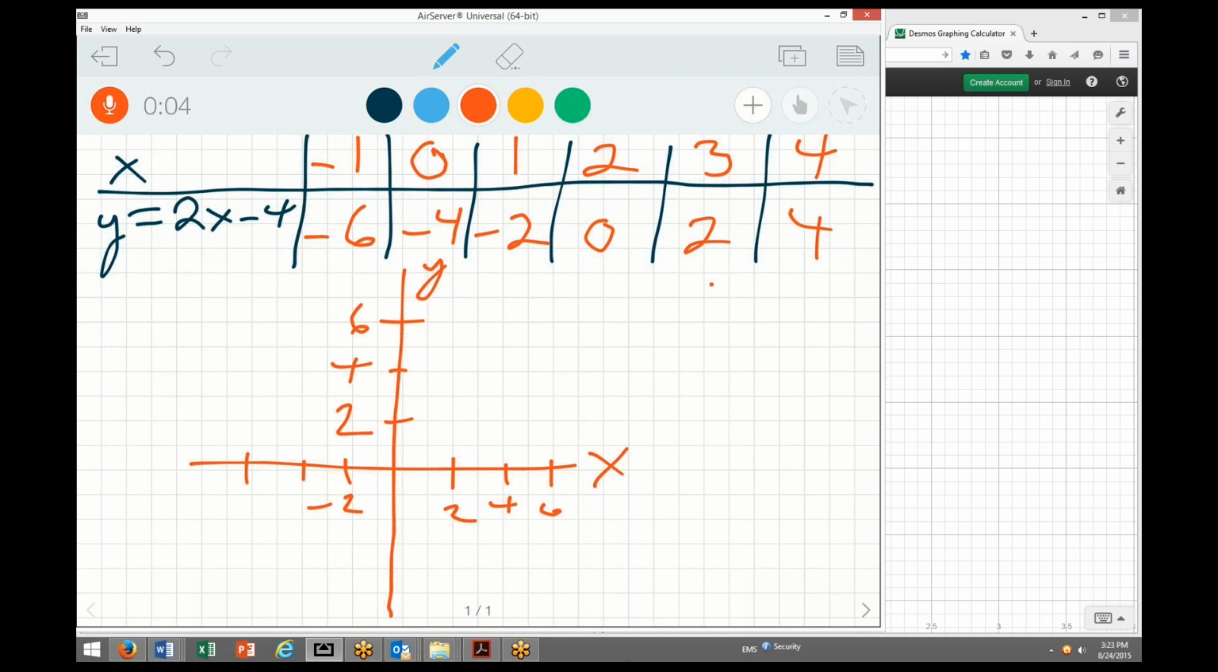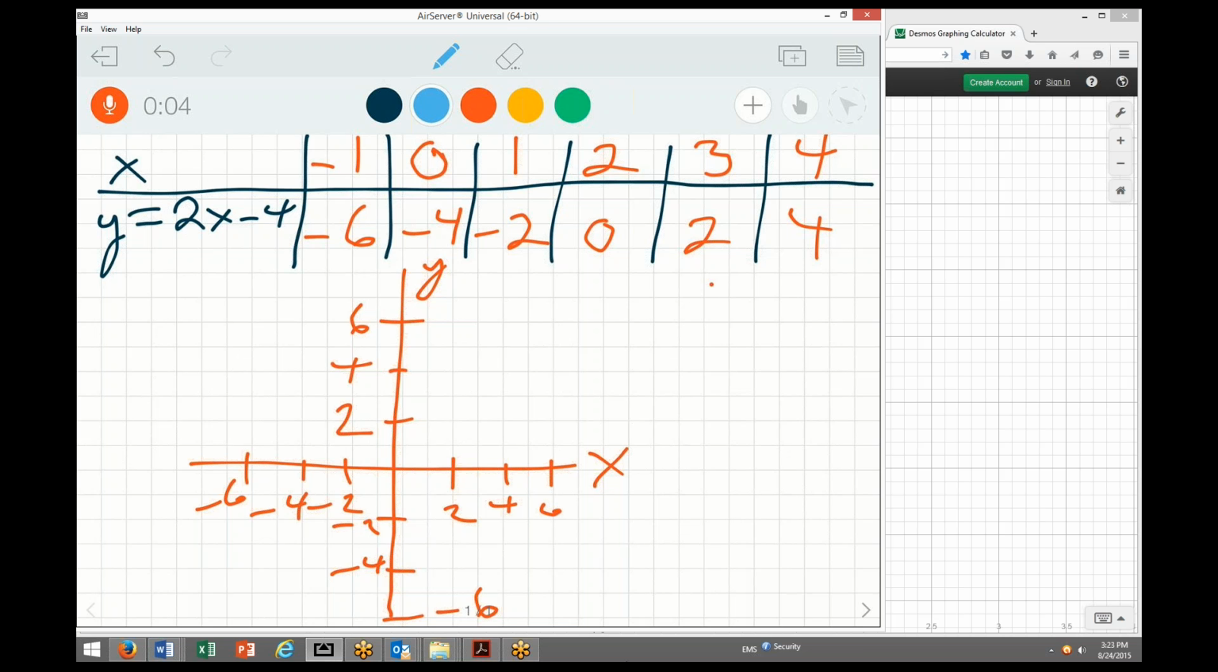A little bit rough, but hopefully it'll be understandable here. All right, now when we start plotting these points, -1, -6, so that's in between 0 and -2, horizontally speaking, and down to -6. So I'm going to plot these points in blue.